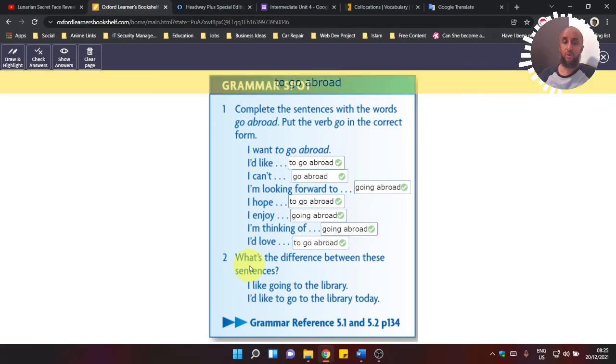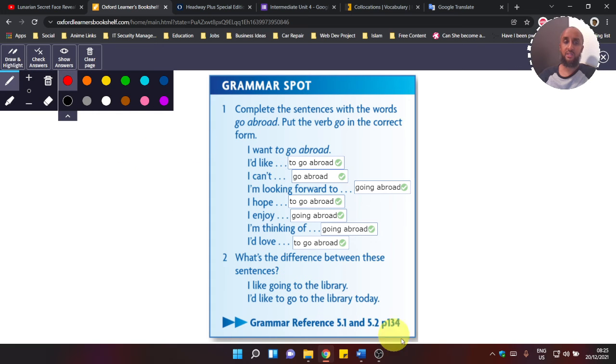Okay, so last thing, number 2 here. What's the difference between these sentences? So let's have a look at these last 2 sentences. The first one reads, I like going to the library. Let's put a tick. The next one says, I would like to go to the library today. Now, if you noticed, the word like, let me just do a circle.